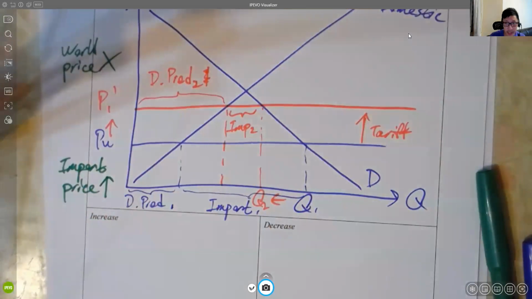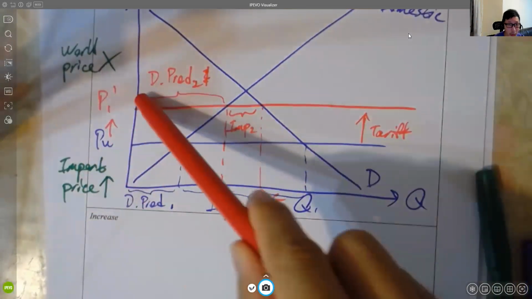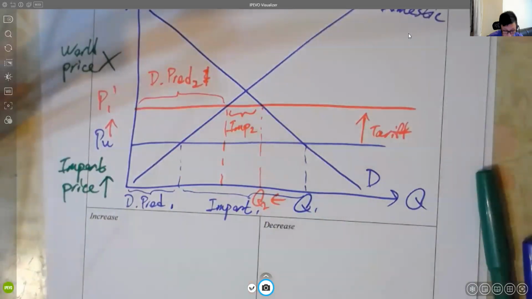So you will see, right? Domestic price would go up. Obviously, import price would also go up. Something like that. So this is the effect of a tariff.